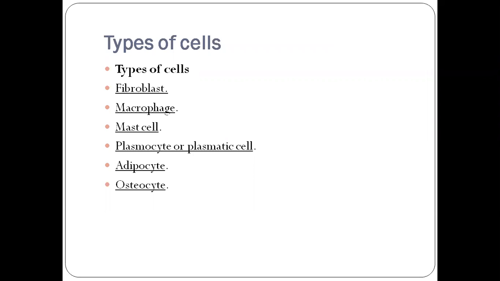Types of cells. We're going to have different types of cells in the connective tissue. So we have fibroblasts, macrophages, mast cells, plasmocytes or plasmatic cells, adipocytes, and osteocytes. So fibroblasts, the first one, are flattened cells with branched extensions, and they produce the fibers and the complex of proteins and carbohydrates of the matrix. They take part in the healing. So fibroblasts are going to help with cicatrization.